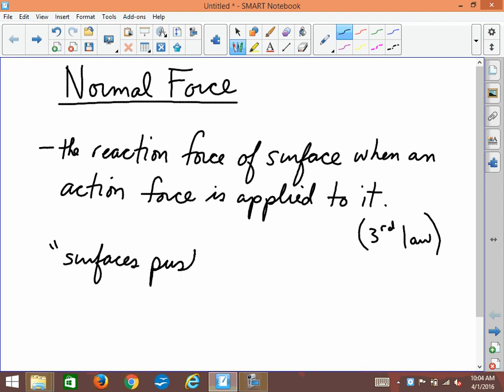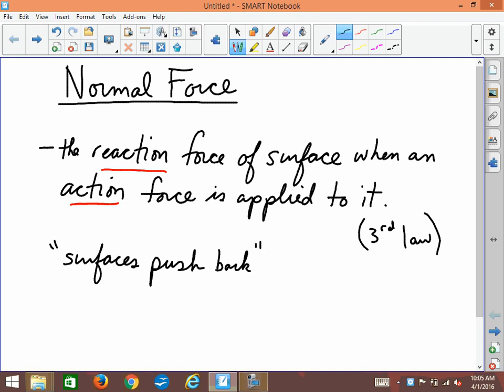Of course, they never push on their own. Surfaces don't just suddenly push things into the air. They only react to a different force, an action force of some kind. And those action forces could be all kinds of things, as we will see. So, surfaces push back, Newton's third law.